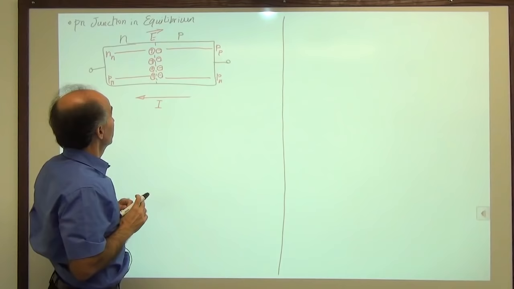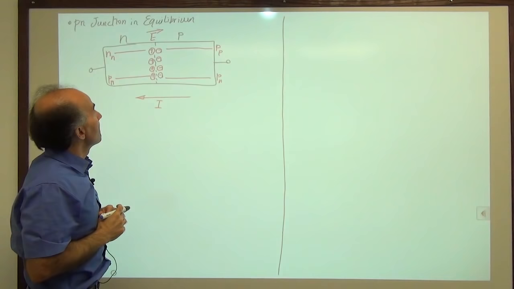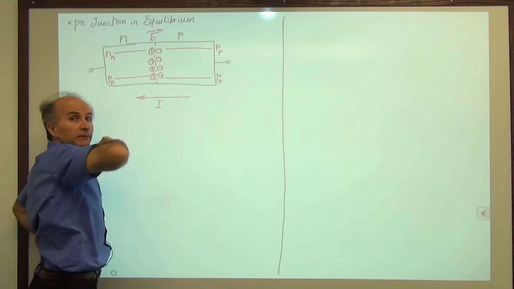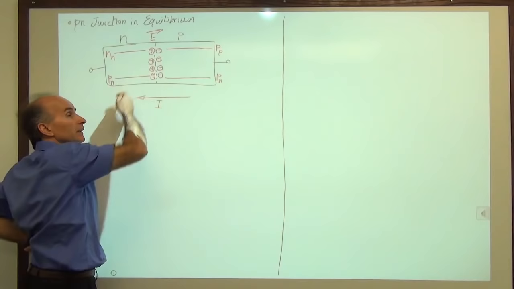Now, what does this electric field do? Well, the electric field says, if you place a positive charge here, I want to push it that way. So it doesn't want any positive charge to go this way. So if a hole wants to go this way, this field opposes it.